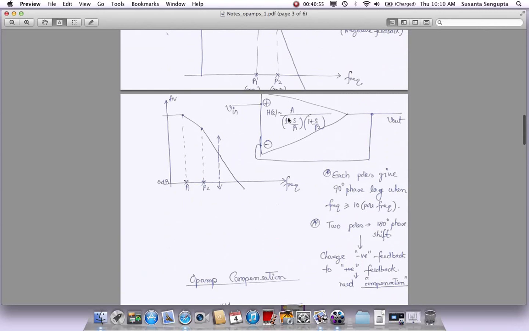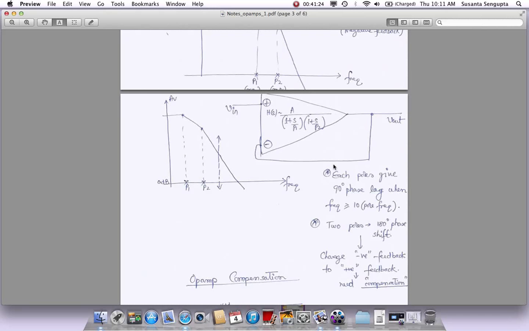So what happens if we become a single pole system? For the frequencies of interest where the gain is more than 1, this term does not really cause any phase lag anymore, not so much. It will still cause a little bit, but not a whole lot. This will cause 90-degree phase lag. From the inverting terminal to here we anyway have 180-degree phase lag. Now we added another 90, so it's 270 degrees, maybe a little more, 280, 290, whatever. So now we are never going to go to 360 degrees.